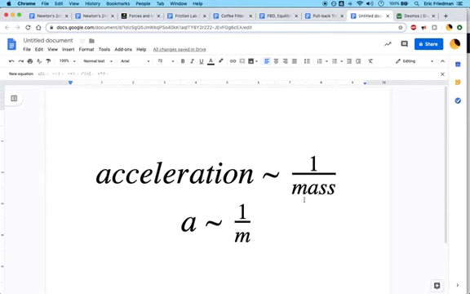So this is what the end result is. Acceleration is inversely proportional to mass. If I double my mass, I have half the acceleration. If I triple my mass, I have 1/3 the acceleration. And we can write it like this. This little squiggly thing, by the way, means proportional to. So acceleration is proportional to 1 over mass. That's the conclusion of the pullback truck lab.